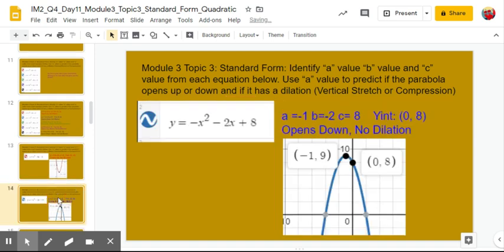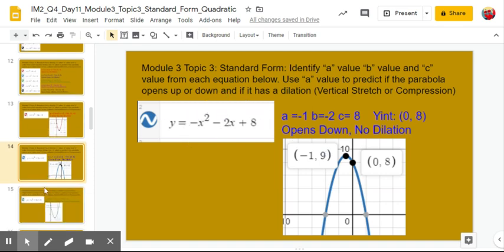All right, so the next example, were we correct? Yeah, you see the 0, 8, there's our y-intercept. It does open down. There's no stretch or compression. And we can see that the vertex is -1, 9, which again, we cannot see that in our equation.